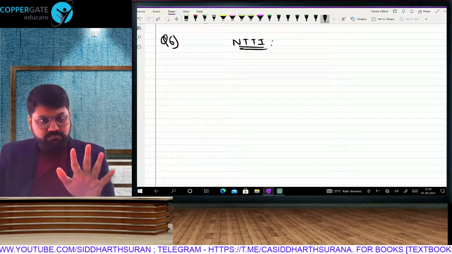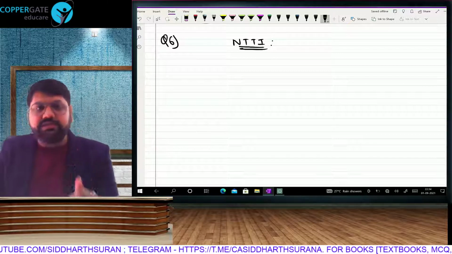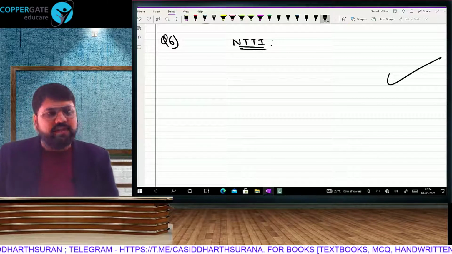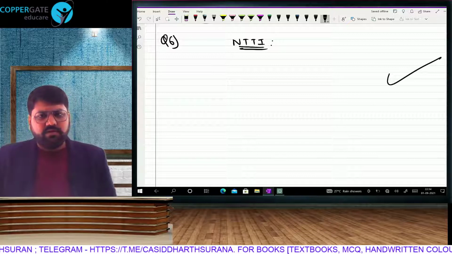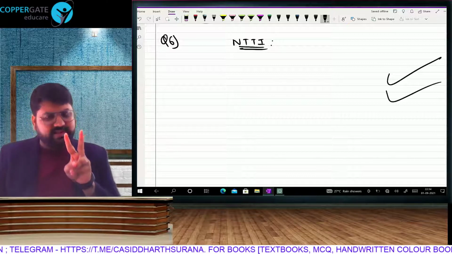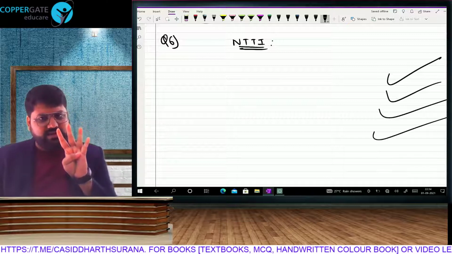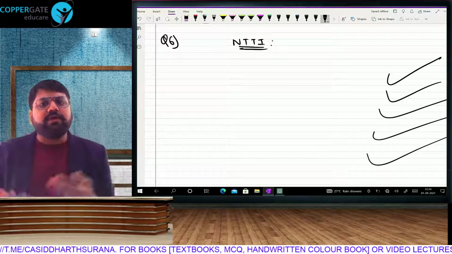5 heads of income, do it like this. Salary, check if it is there in the question. If it is there, you write it. If it is not there, you don't write only. Don't waste time. Likewise, check for house property. If it is there, write it. PGBP, if it is there, write it. Capital gain is there, write it. IFOS is there, write it. You are done with all the 5 heads.